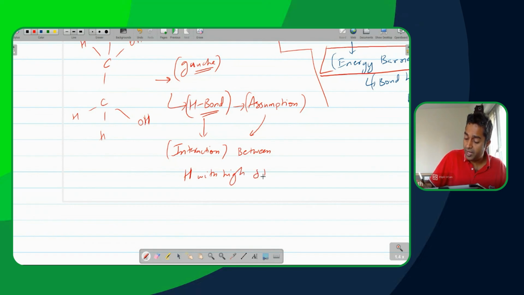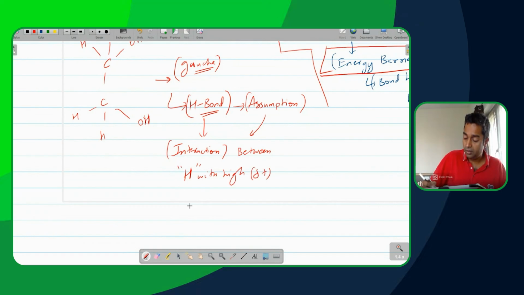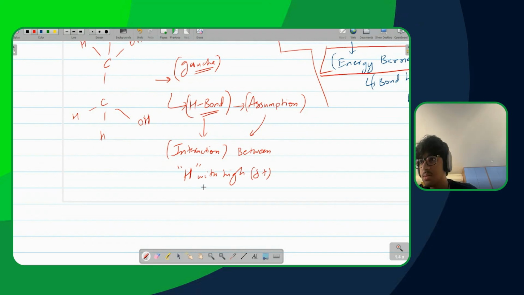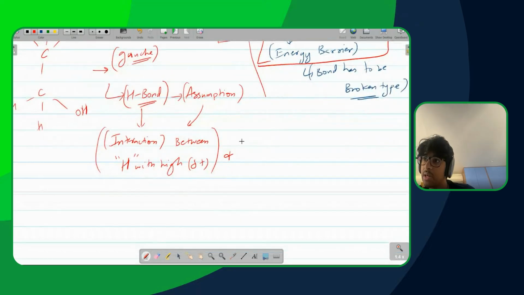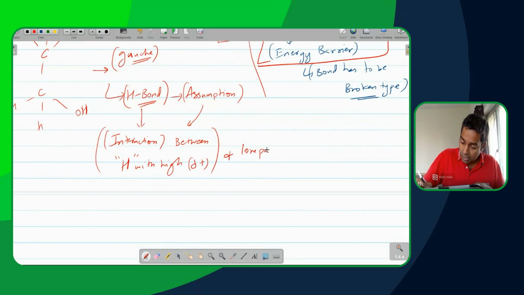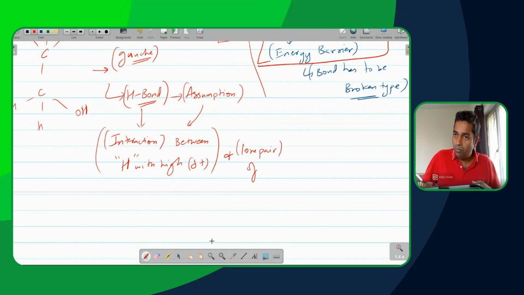Hydrogen with a very high delta plus. Correct, right? Yes, that is the bare minimum requirement here, correct? Yes. Interaction between a hydrogen with a very high delta plus and what else? Lone pair of electronegative atom. Again, be more specific. Lone pair of what? Atom with delta minus. High delta minus. Be more specific.